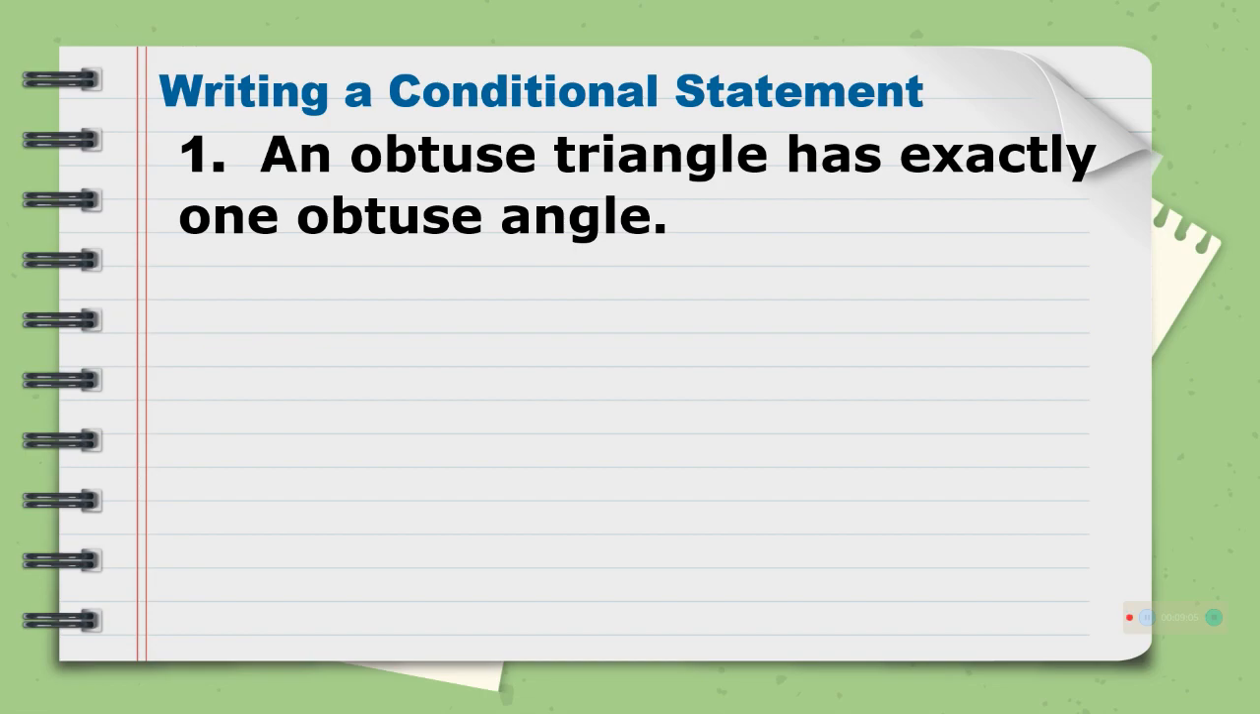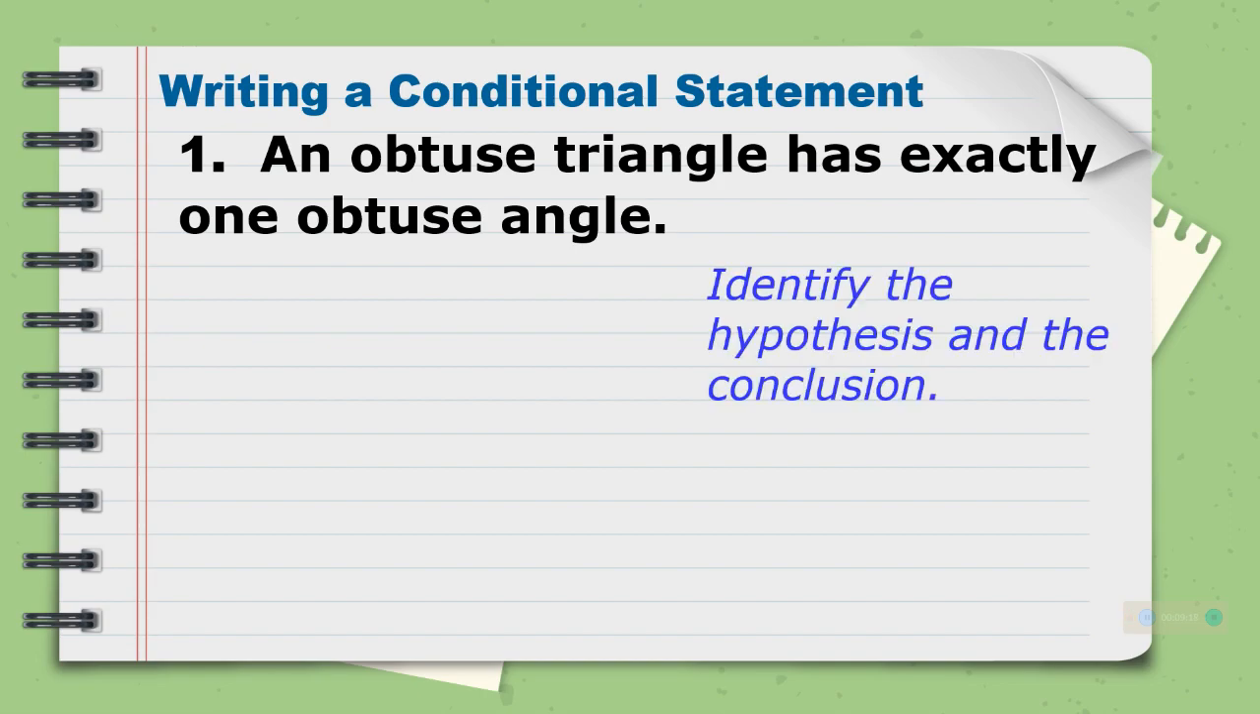I have here the statement, an obtuse triangle has exactly one obtuse angle. For you to write the conditional statement of this, you are going to identify first the hypothesis and the conclusion. Which part of the sentence depends on the other, so that you can have your hypothesis followed by the conclusion? So how will you rewrite this as a conditional statement?